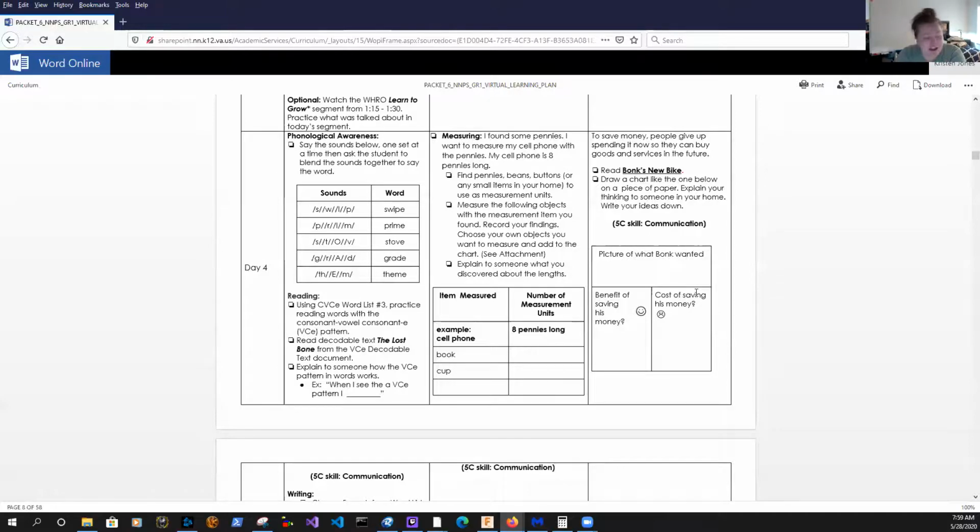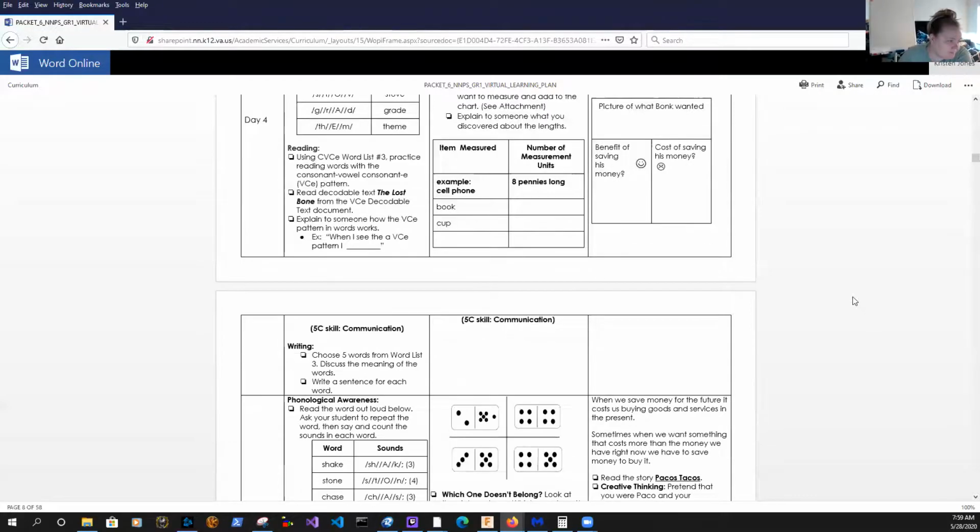So you're drawing a picture of what he wants, you're writing down the good things that come from saving money and the hard things that come from saving money. You're copying this chart on a blank piece of paper and you're filling in each part. After you've done that, that is our packet work for today.